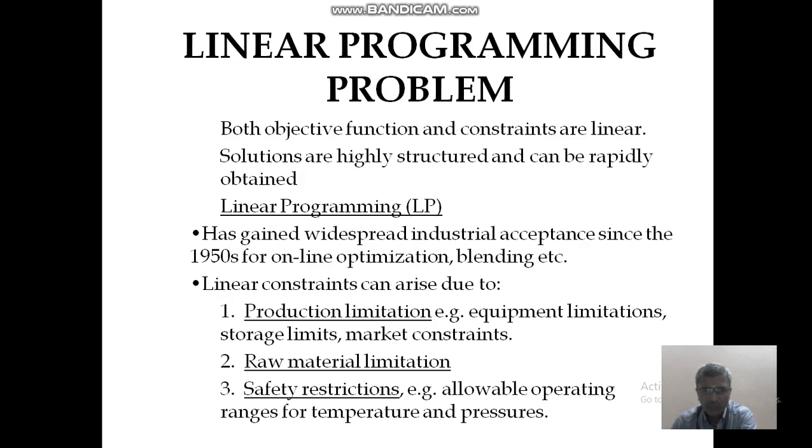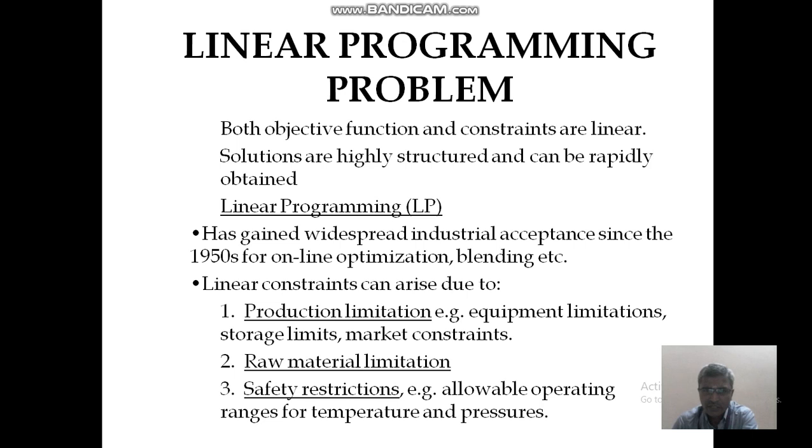Linear programming problem: both the objective function and constraints are linear. Solutions are highly structured and can be rapidly obtained. That is a linear programming problem, shortly written as LPP. Any type of LPP has three components. The very first one is the objective function, the second one is the constraints part, and the third one is the non-negativity restrictions.